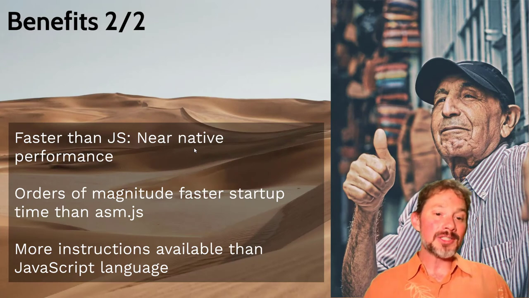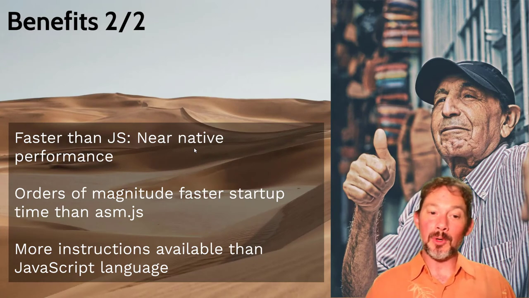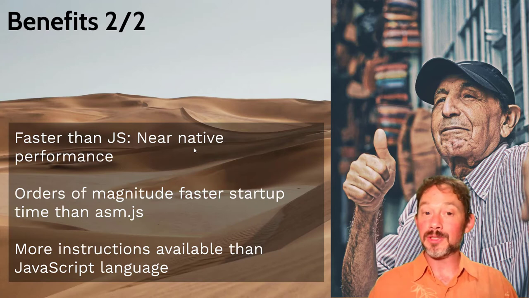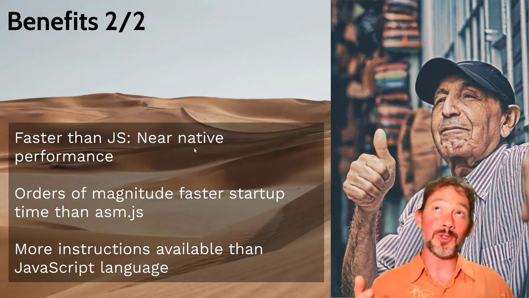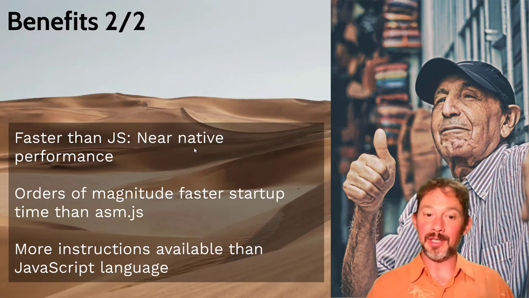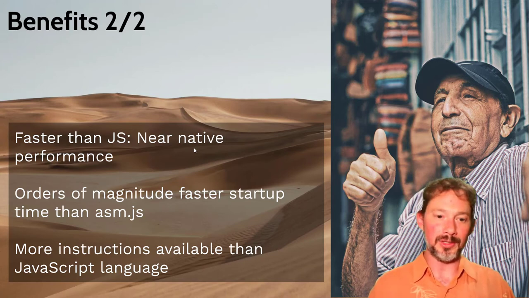It's also faster than JavaScript. It's supposedly got near native performance. Blazor does anyway. I don't know if WebAssembly does. I don't know if Blazor necessarily does. And when I say native, I mean like C or C++ native, not like JavaScript native.